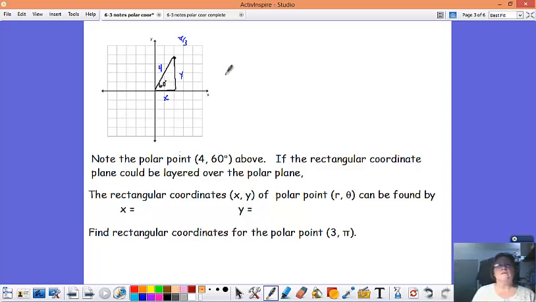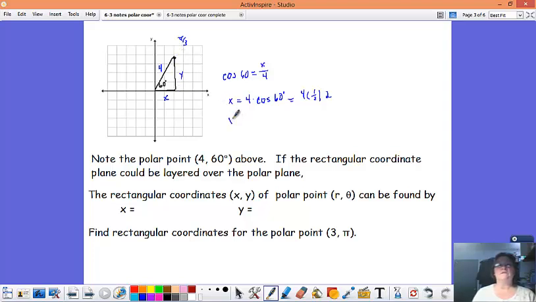So the cosine of 60 is equal to x over 4. We need the x if we're going to write this in rectangular coordinates. So our x for this particular point would equal 4 times the cosine of 60. And the cosine of 60, I happen to know, is 1/2. So that is 4 times 1/2, or 2, is the rectangular x coordinate. You can see that right there, right? It is on the 2 line.